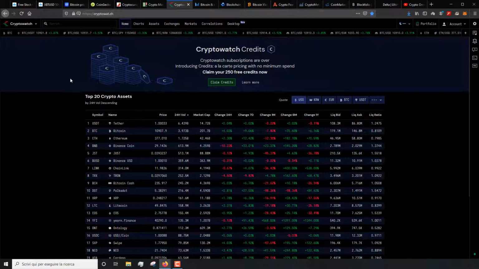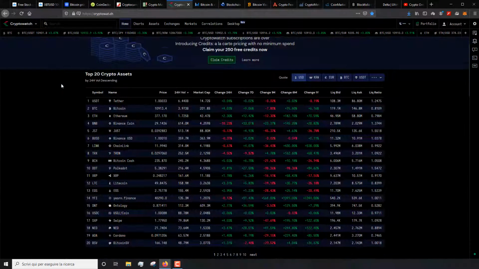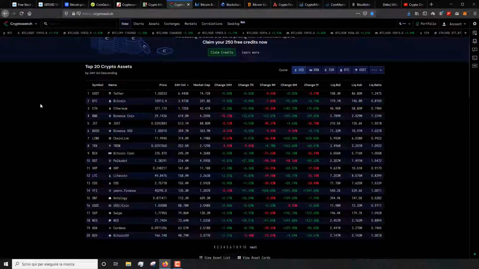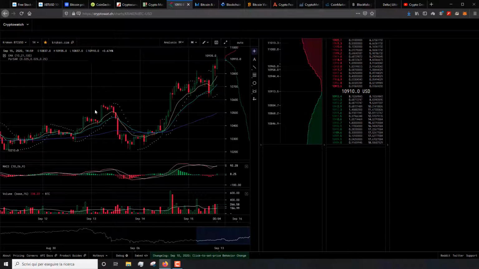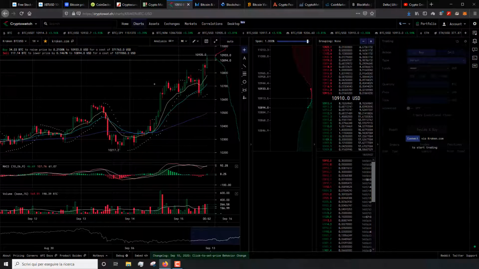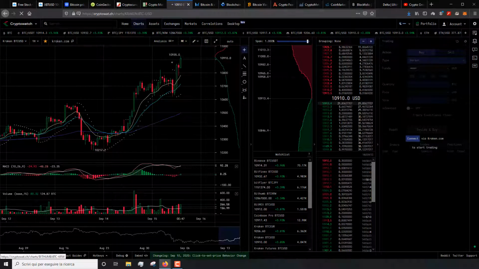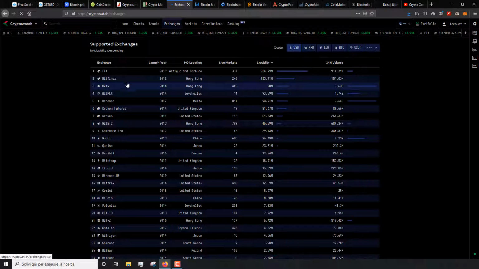After that we have CryptoWatch, and that's particularly a good website. Here you can see a lot of different cryptos, and you can view asset cards. You can go over to charts, and here you also have the chart and your order book, and it's pretty good. I just normally use it to look at exchange volume.